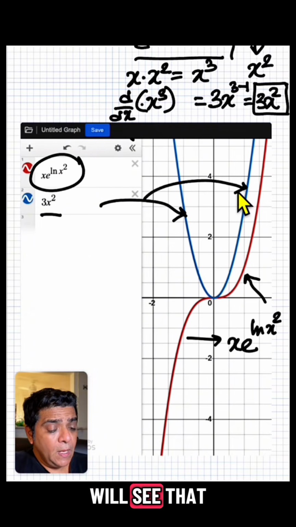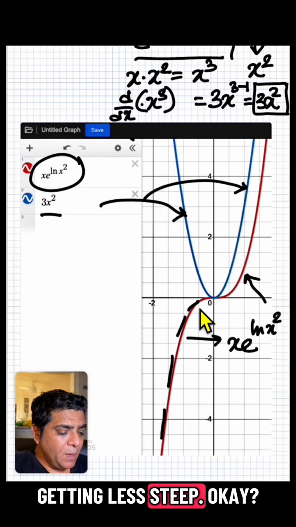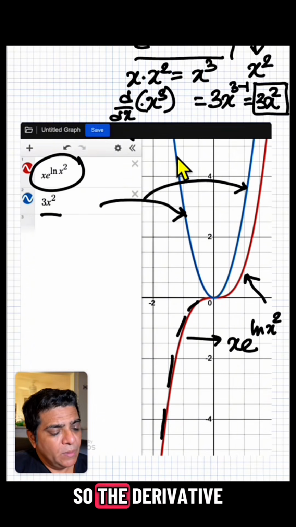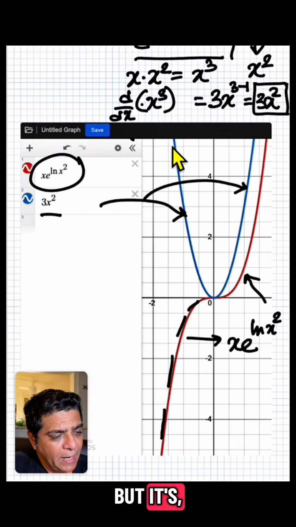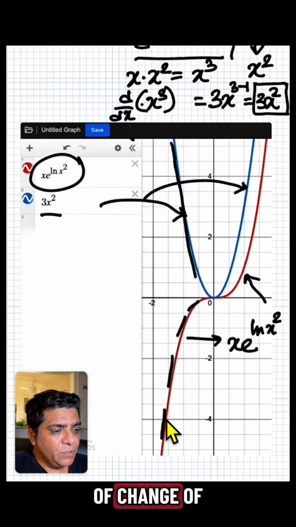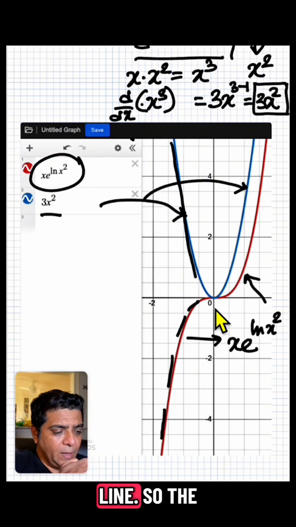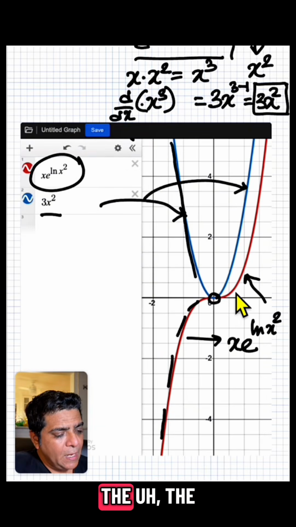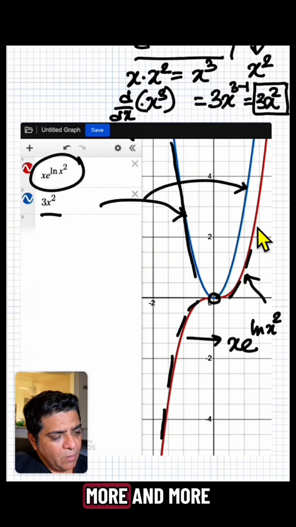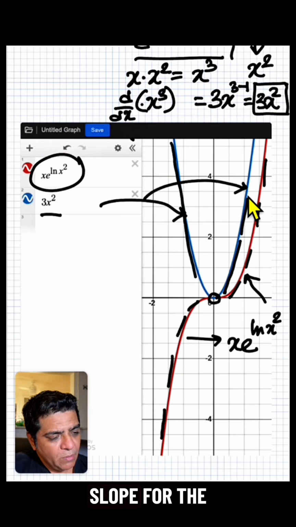Okay, so you will see that here the slope is positive, but it's getting less steep. So the rate of change of slope is going to be negative, even though the slope is positive. So the derivative graph is above the x-axis, so it's positive, but its total slope is negative. You see this direction. Why? Because the rate of change of the original graph is actually getting less steep. Now at 0, it's a horizontal line, so the derivative is also 0 right here. And then as the original graph is coming to this other side, it is getting more and more steep. So the rate of change of that is going to be a positive slope for the derivative graph.